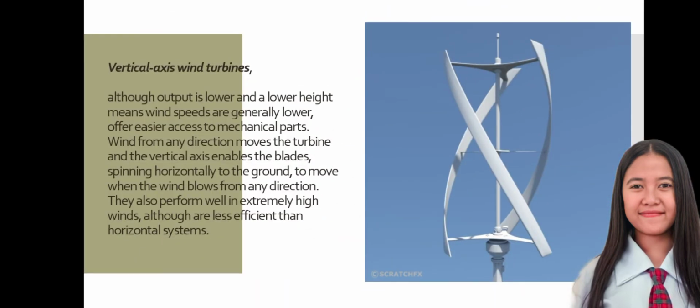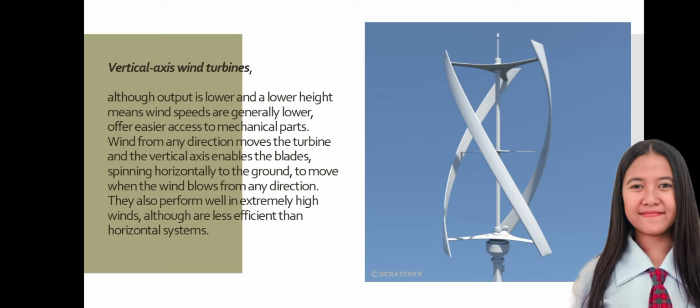The next is the vertical axis wind turbine or VAWT. Although output is lower and the lower height means wind speeds are generally lower, it offers easier access to mechanical parts. Wind from any direction moves the turbine, and the vertical axis enables the blades, spinning horizontally to the ground, to move when the wind blows from any direction. They also perform well in extremely high wind, although they are less efficient than horizontal systems.